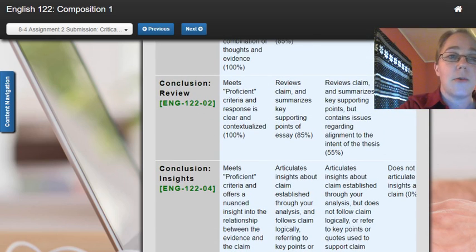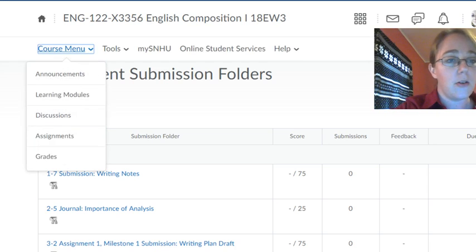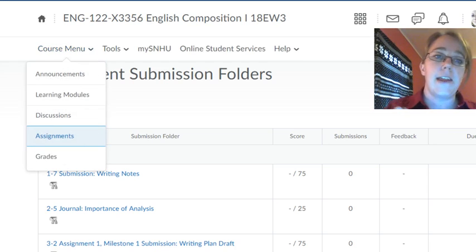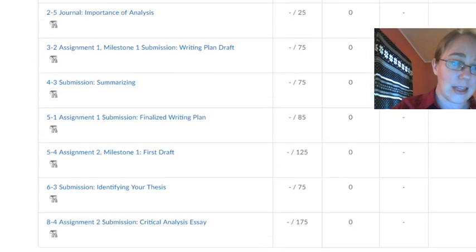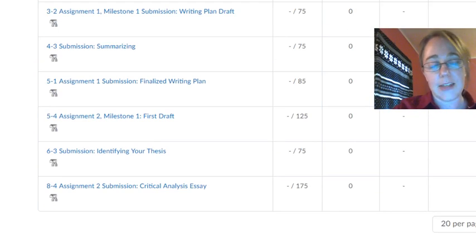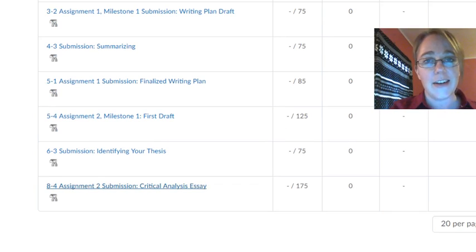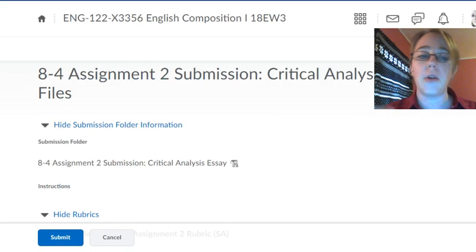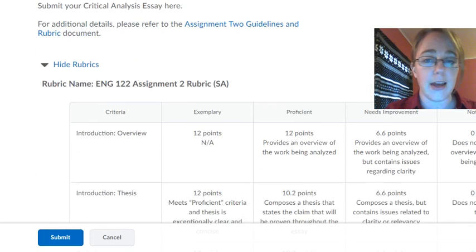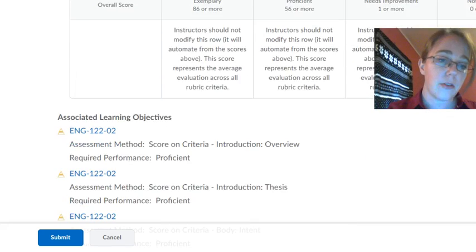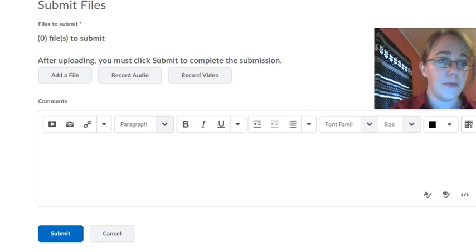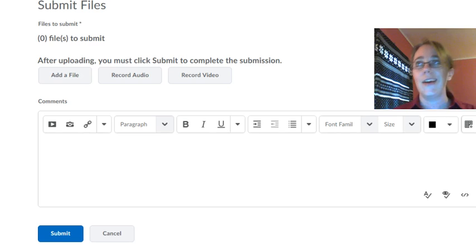And where do we do that? We want to go back to Brightspace, click on course menu and go to assignments. And then we're going to look for week 8, because awesome, we're in week 8. There's my fan, I know it's loud. And to submit that final assignment, we want to click on 8-4 submission, critical analysis essay. Click on it and it will open it up, and again you can review that rubric one last time. Scroll down to where we want to actually submit it. Make sure that we add the file, we upload it, and then we hit submit. Hit that blue button, sit back, let out a big sigh of relief.